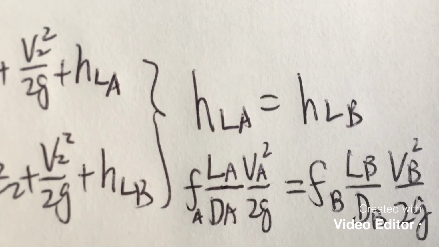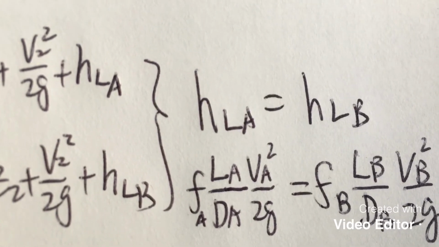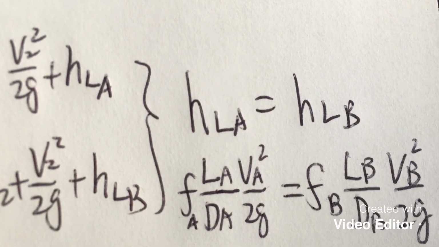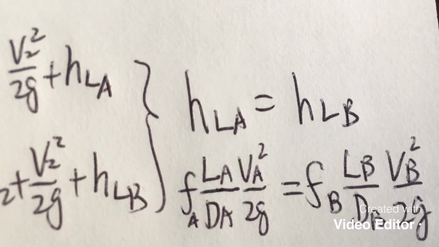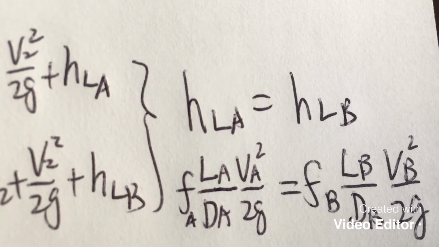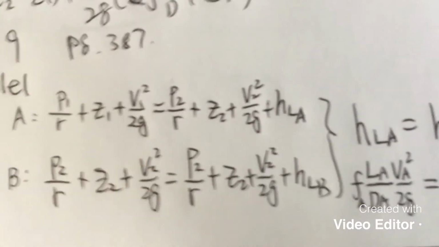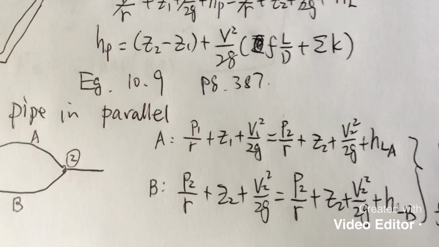Okay, again, the losses in all the branches are the same. And because the losses are the same, your velocity and flow will be different. It's not like the losses are different. It's not like that. Okay, very important. This is in the piping parallel.